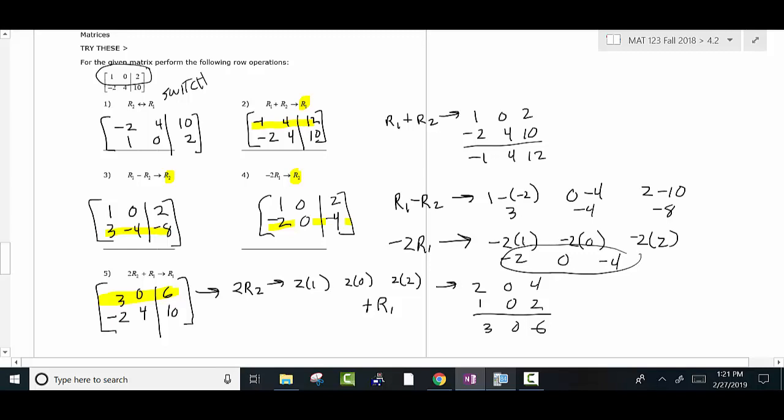Okay? And then the last one is probably the hardest one to do. What we're doing on this one is row 1 changes, so I highlighted that. And then I'm just doing 2 times row 2. So I did that when I did 2 times row 2. Did I mess that up too?